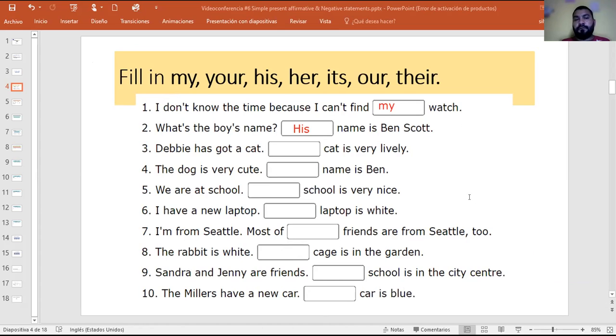What do you have in number three, Alfredo? David has got a cat. Her cat is very lively. Lively, excellent. Very good. Matias, what do you have in number four?